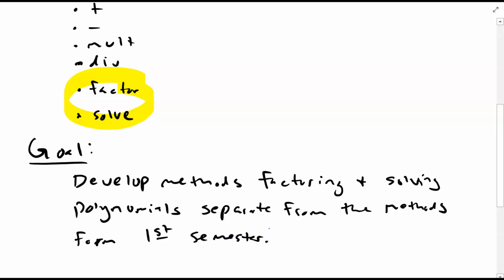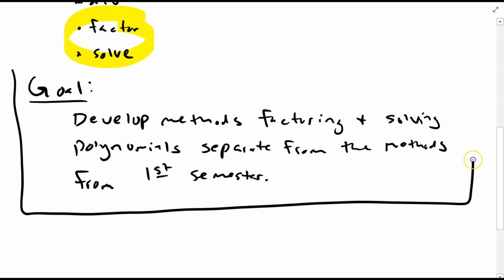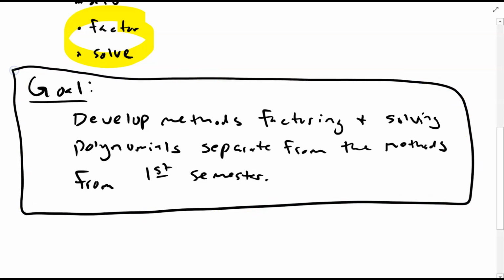So separate from those methods from first semester. Oops. From, not form. Okay, so that's really what we're going to be doing for at least this first week, is kind of working towards this idea. Okay, so just to kind of give us an idea of where we're headed and where we're kind of building from.